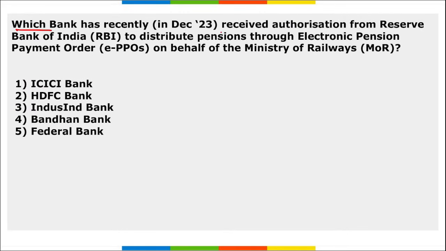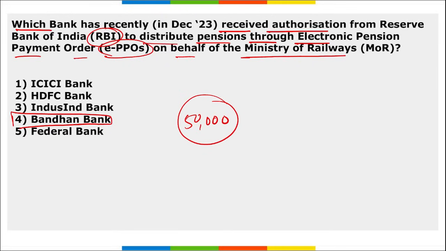Next, which bank has recently received authorization from RBI to distribute pensions through electronic pension payment order, that is EPPOs, on behalf of the Ministry of Railway? Which is that bank? Tell me. It is your Bandhan Bank. Right? The authorization is in line with the mandate of the Ministry of Finance and RBI. The bank will be able to provide pension services to around 50,000 retirees each year across 17 zonal offices and 8 production units of the Indian Railways.